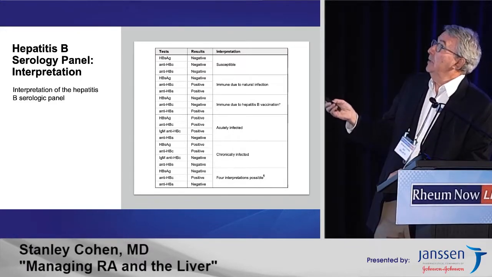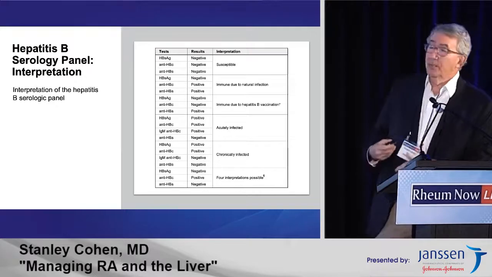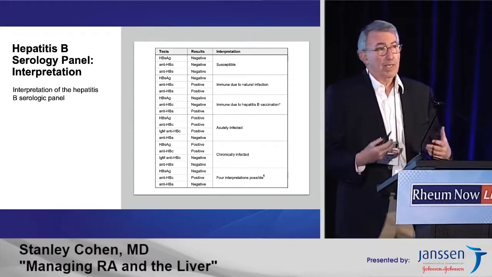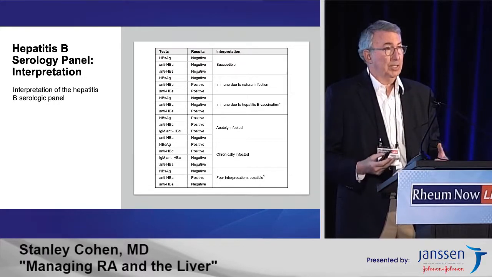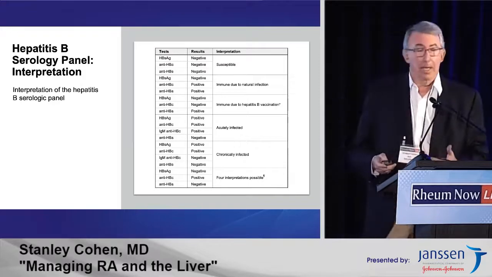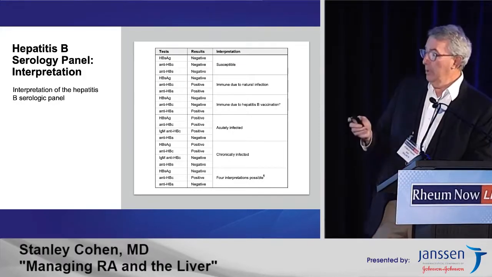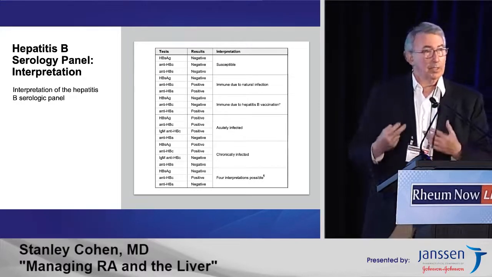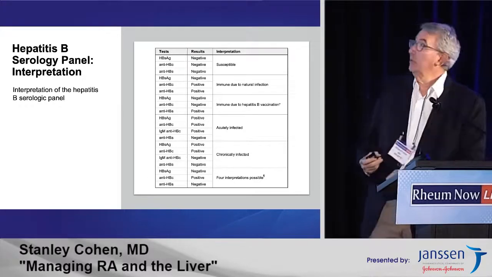This is a patient with anti-hepatitis B core antibody positive and surface antibody positive, with negative hepatitis B surface antigen. These are people who've had hepatitis B infection previously, and they now have surface antibody and core antibody. So the presence of the core antibody tells you these people have had previous infection.